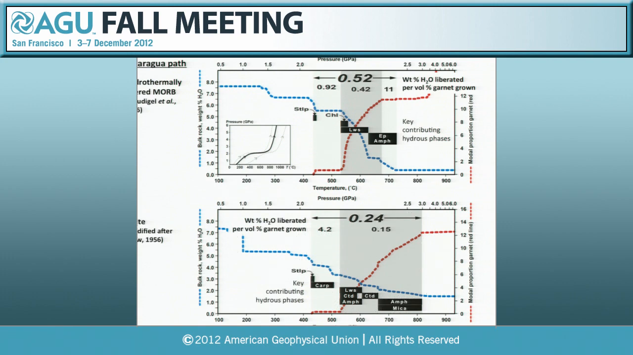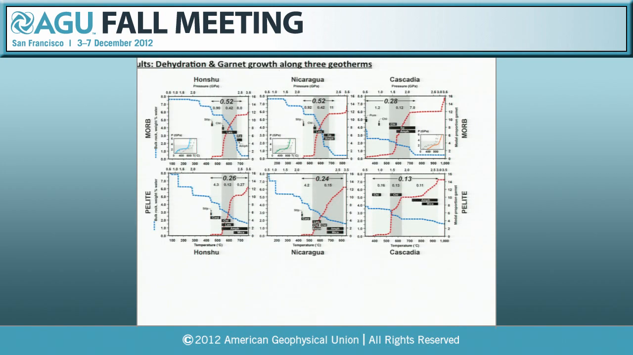And we see this number is, on average, about half of this number here. So the weight % water per volume % garnet in the pelite is about half of that in the MORB. Recall that I'm taking a very strongly hydrated starting composition in both cases. But this ratio of approximately half is actually true of each of the three subduction geotherms that we could look at. We've just seen results from here.